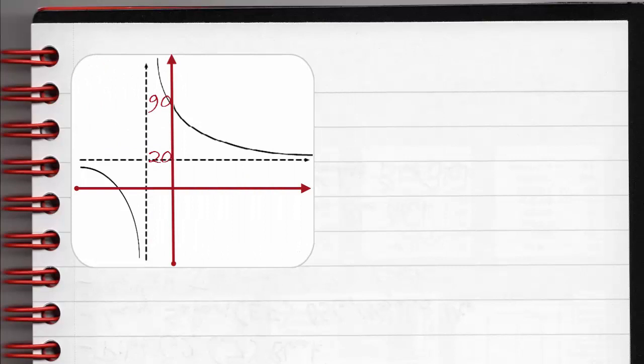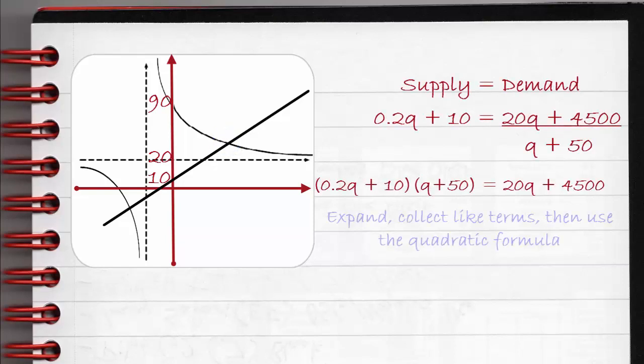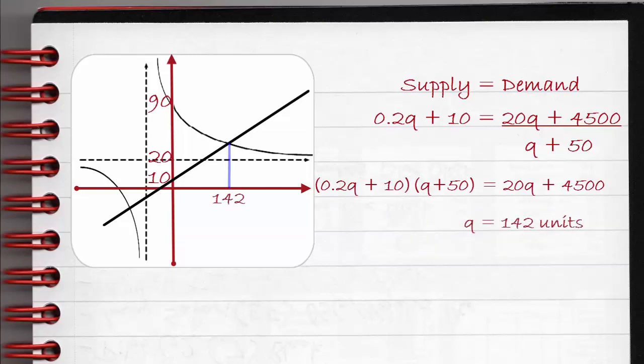Now we're told that supply is a linear function, 0.2q plus 10. And we want to determine the equilibrium quantity and market clearing price. We set supply equal to demand and solve for q. We get that q equals 142 units. Then plugging this quantity into either supply or demand, it doesn't matter which one, will give us the market clearing price. This is $38.40.